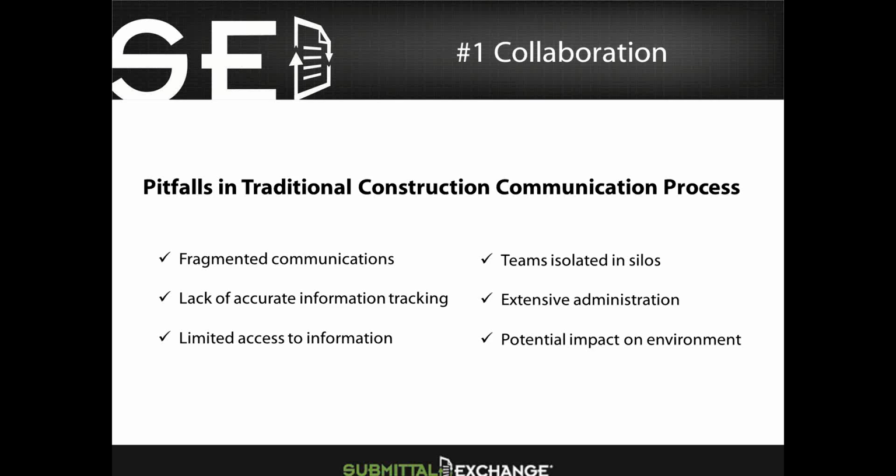There's often fragmented communication where teams are not communicating with each other in a collaborative, uniform way. There's a lack of accurate information tracking because each team is keeping their own log of construction information and only keeping track of their own documents. There's also limited access to information, which happens when one team uses their own internal system and only allows limited access to other team members. Teams become isolated, and with these traditional document management processes, there's heavy, extensive administration to handle all the documentation that passes from one team to the next.